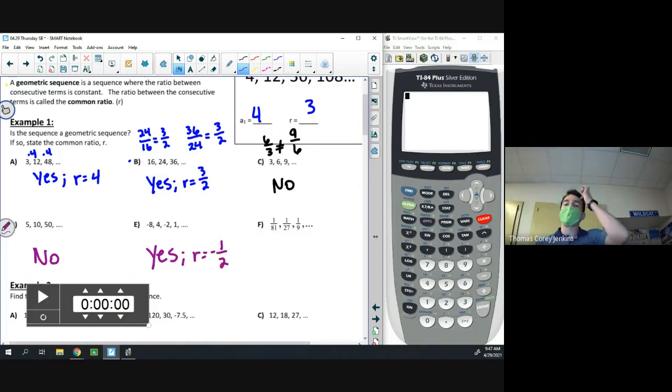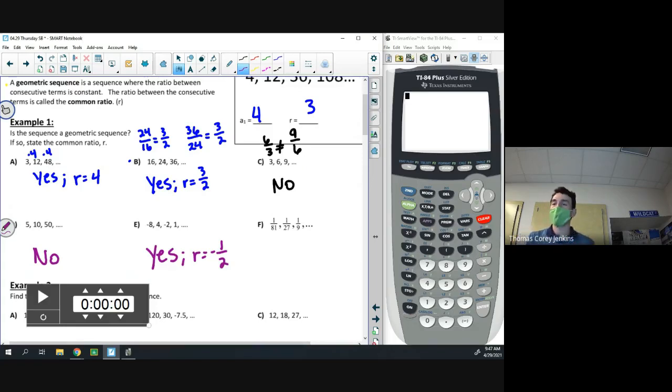So I want you to notice there that if R is negative, you get that every other positive, negative thing going on. So that's always going to happen with these, if R is ever negative.